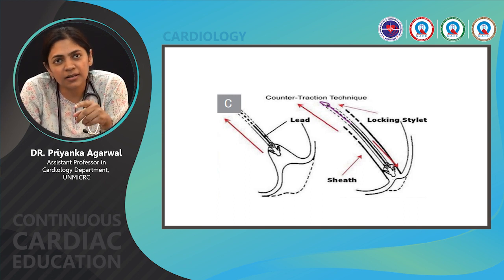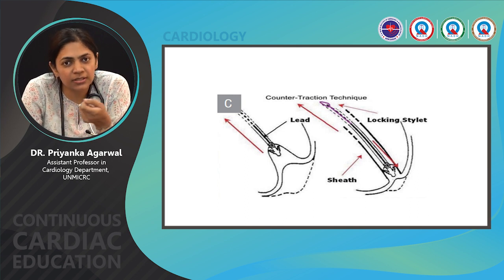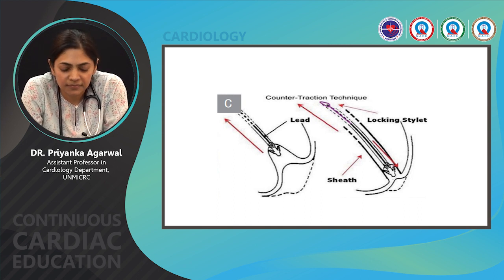So for applying a counter traction force, there is a sheath basically. That will stabilize the myocardial wall, and then we can apply traction on the lead locking stylet. It is not like if we use the sheath there is no chance. Still there can be a chance for myocardial perforation the moment the lead gets taken out from the myocardial wall.